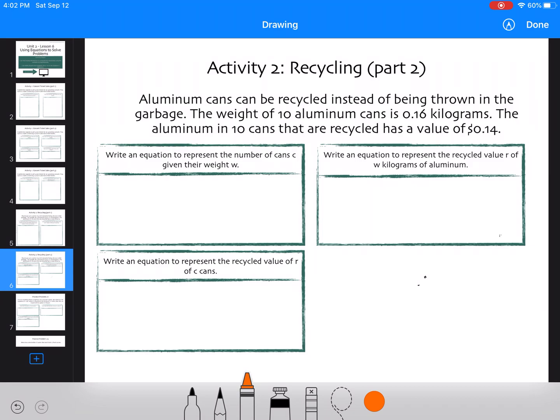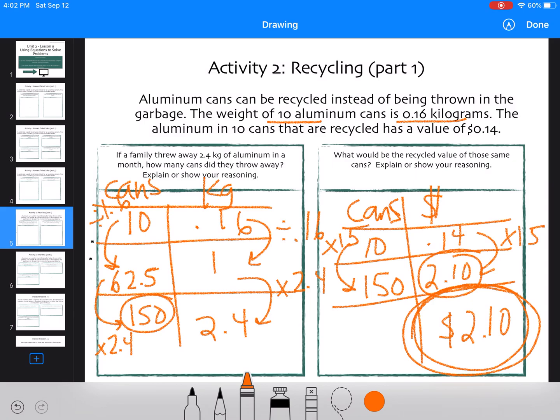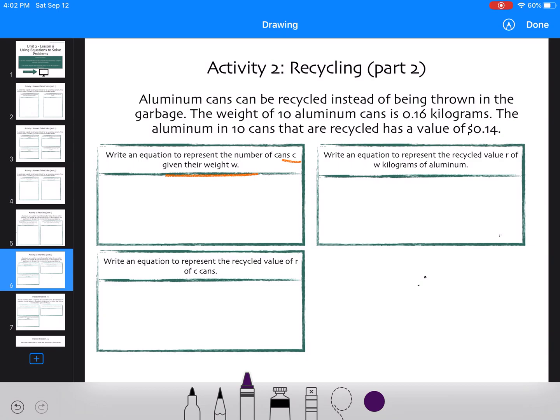So then it says, write an equation that represents the number of cans C and their given weight W. Looking back, for one kilogram, because remember every time we're looking at that constant of proportionality, to find out the number of cans given their weight, I would need to do C equals 62.5W, because it would be their weight times that number of cans, which gives me the total number of cans.